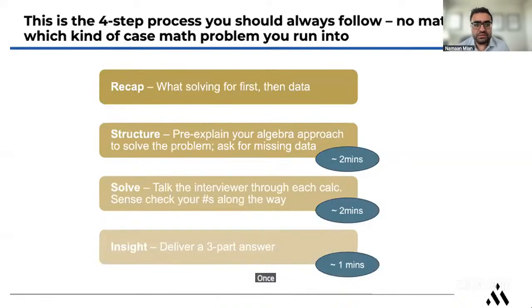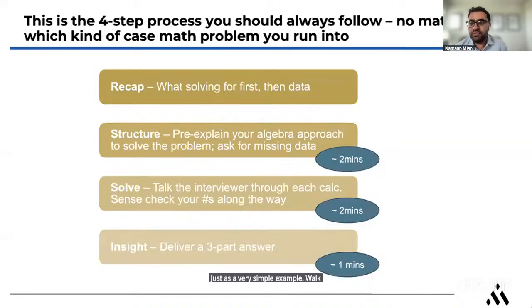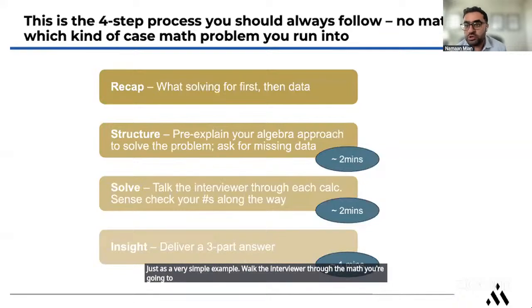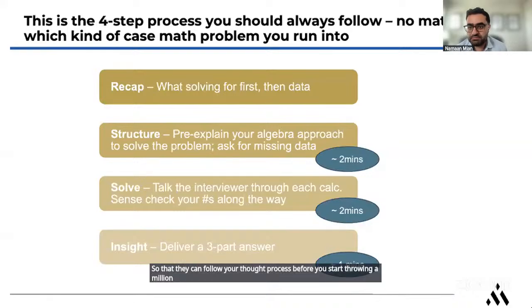Once you've recapped, walk the interviewer through your algebraic approach before you start doing calculations. So start to actually walk them through what you're going to do without doing it. So first, I'm going to multiply this number by this number, and that's going to get me this interim answer. And then I'm going to be able to take this interim answer and divide it by this number that you gave me, and that's going to get me our market share. Just as a very simple example. Walk the interviewer through the math you're going to do before you actually do it, so that they can follow your thought process before you start throwing a million numbers at them.